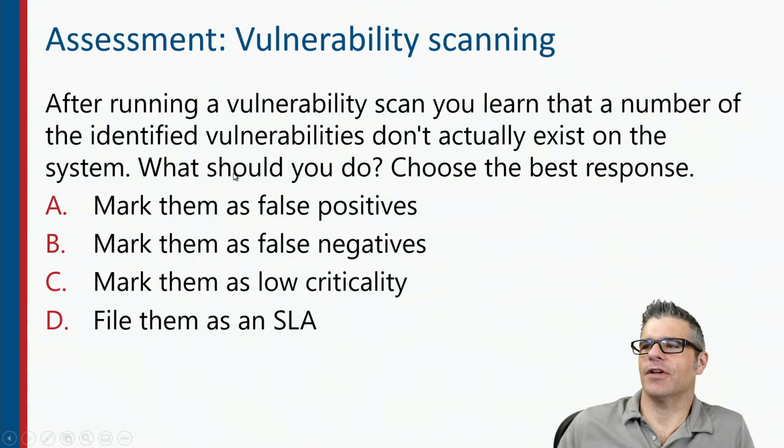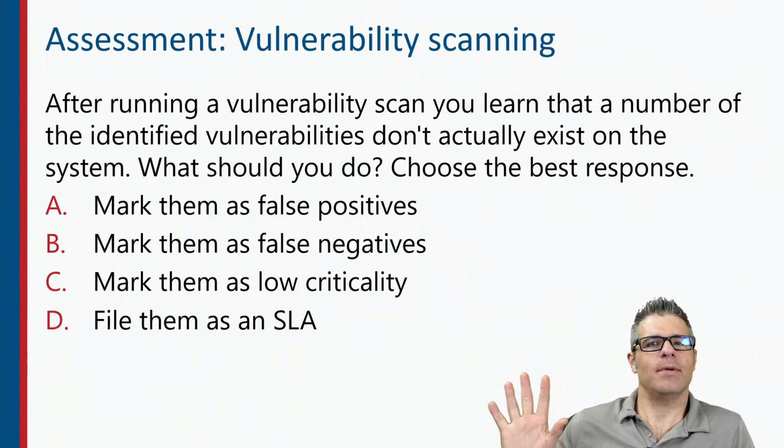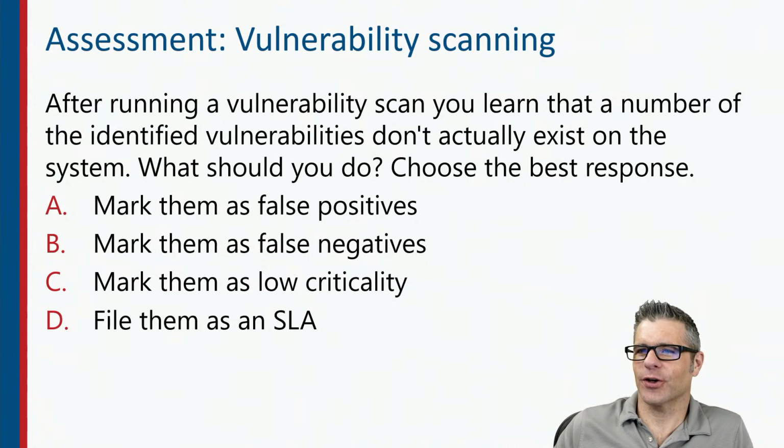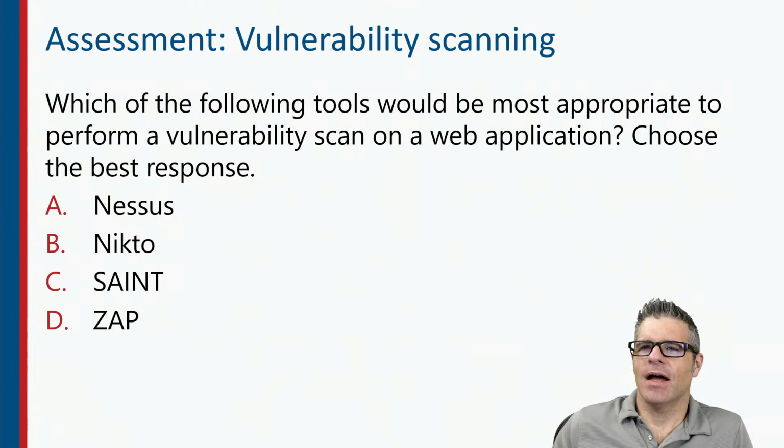All right, how about this one? Promise, maybe it's C. After running a vulnerability scan, you learn a number of identified vulnerabilities don't actually exist on the system. What should you do? Mark them as false positives, false negatives, mark them as low criticality, or find them on an SLA. A. Yep. Which of the following tools would be most appropriate to perform a vulnerability scan on a web application? Is it D? It is. I just glossed over that super fast.